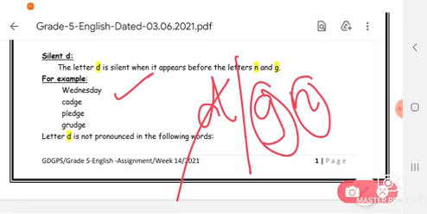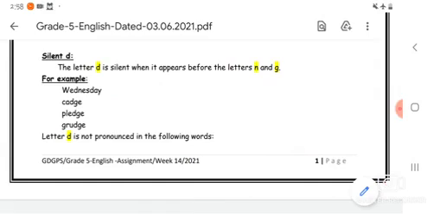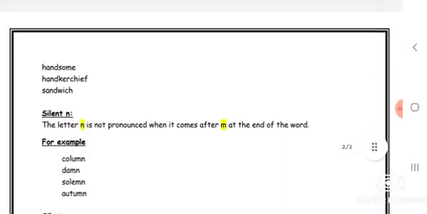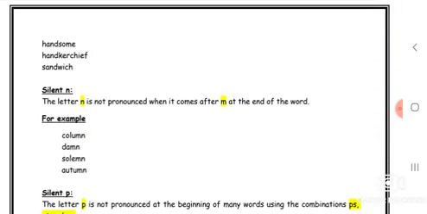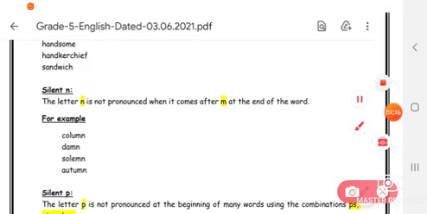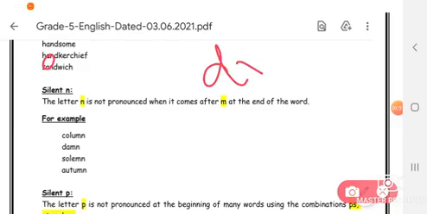In the word cage, here we have D before the letter G. So we do not pronounce the letter D. The words are badge, pledge, grudge. In all these words, the letter D is not pronounced. It is not heard. The letter D is also silent in words like handkerchief, handsome, sandwich, where we have the sound of a soft A in the beginning, but the sound of the letter D is not heard later.